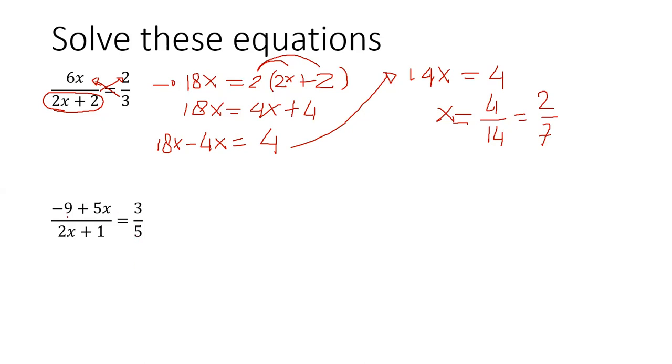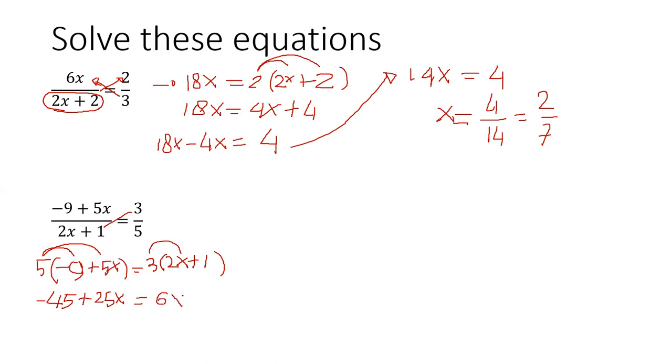Now five times these expressions. So this equation is gonna be 5 times negative 9 plus 5x equal 3 times these expressions, 3 times 2x plus 1. 5 times negative 9, negative 45. 5 times 5x, 25x equal 3 times 2x, 6x. Next, 3 times 1 plus 3.